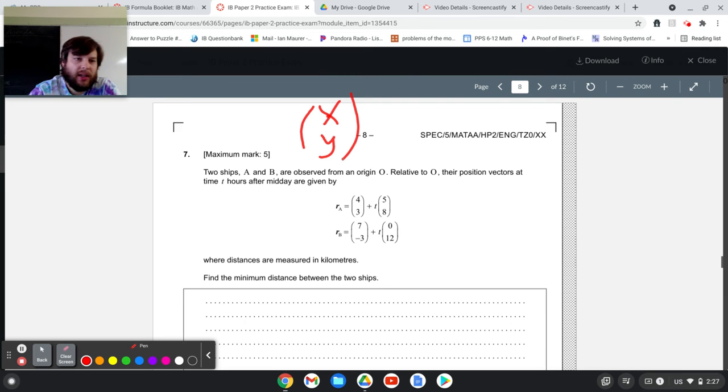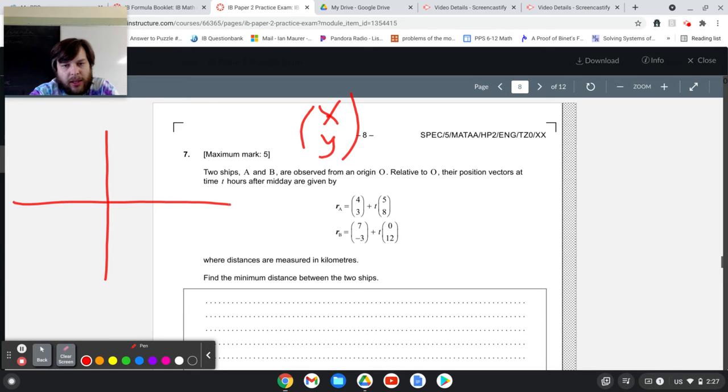And so, really, conceptually, we've got a boat called A and a boat called B, and they're observed from a certain point O. And what we're looking at is t hours after midday. So we can even start with t equals 0, and then boat A is at 4 comma 3. So here's where boat A is starting. Boat B starts at 7 comma negative 3. So 5, 6, 7. Negative 1, 2, 3. So that's where boat B is starting.